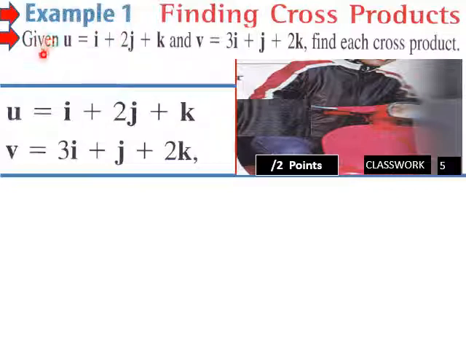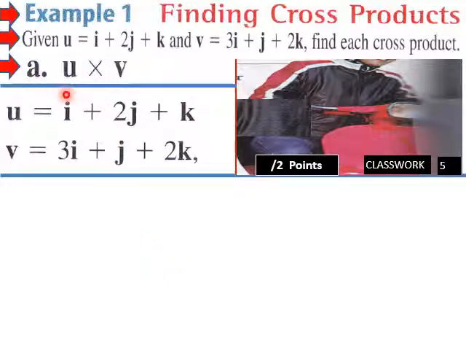Finding cross products: given u equals i plus 2j plus k and v equals 3i plus j plus 2k, find each cross product. So here's our u, i plus 2j plus k, then v is 3i plus j plus 2k. Because of this up here, u and v.